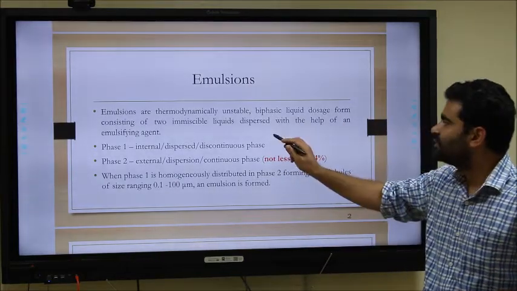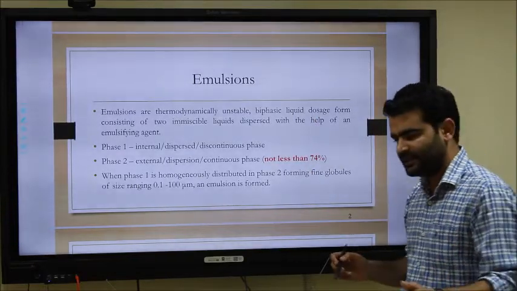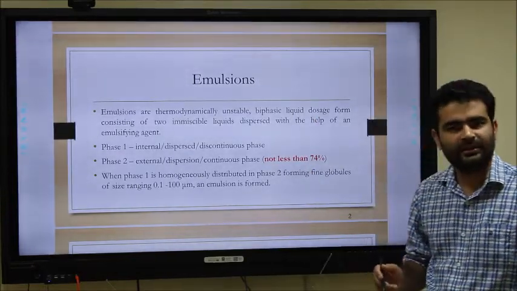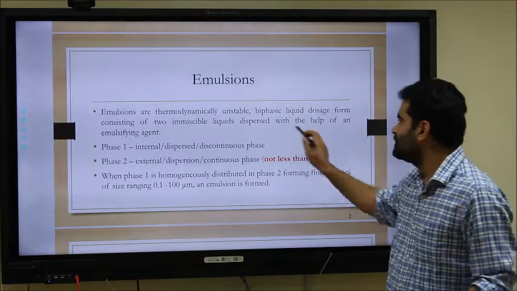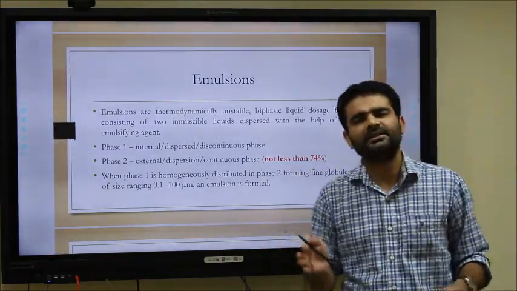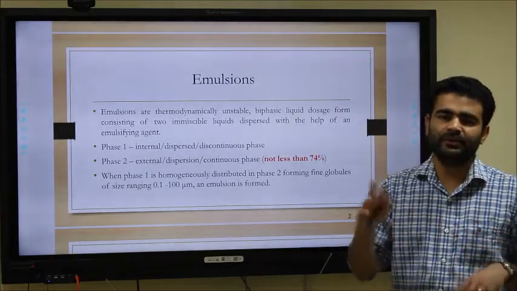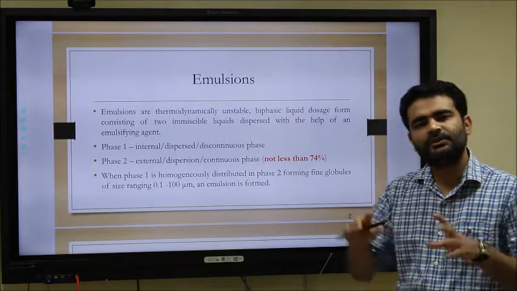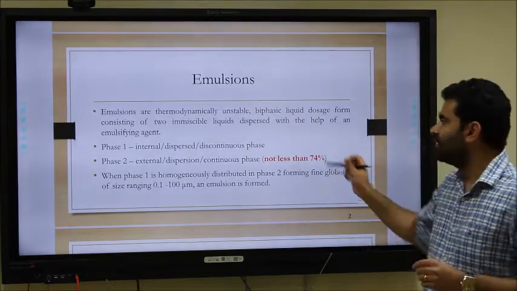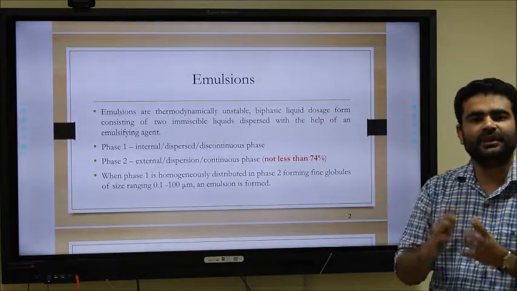Second, biphasic liquid dosage forms consist of two immiscible liquids, as I mentioned earlier, water and oil, which are dispersed with the help of an emulsifying agent. Emulsifying agents are surface active agents which act on the interfacial tension of two immiscible liquids and allow them to mix together. So, with the help of an emulsifying agent, two immiscible liquids are mixed together.